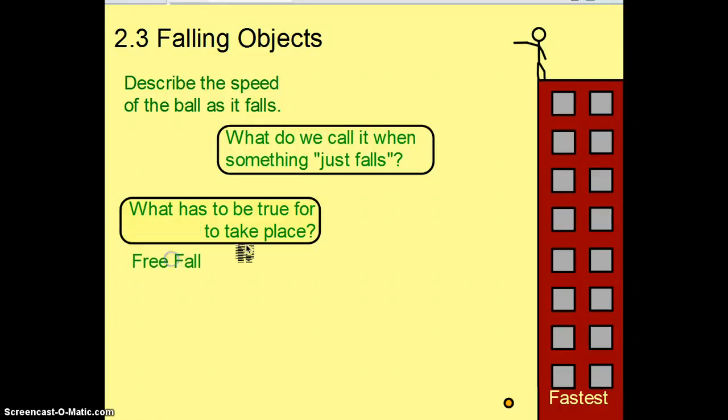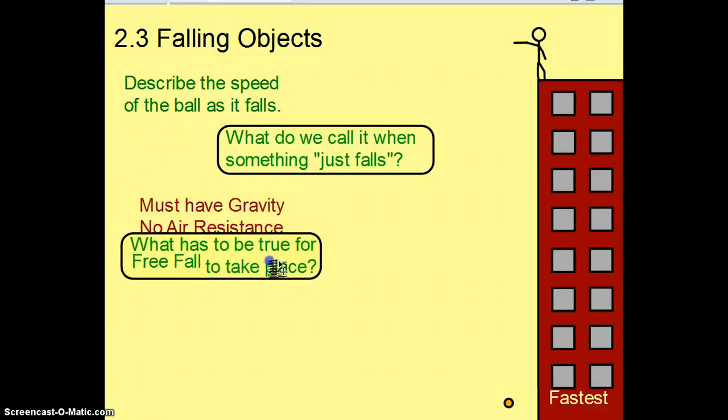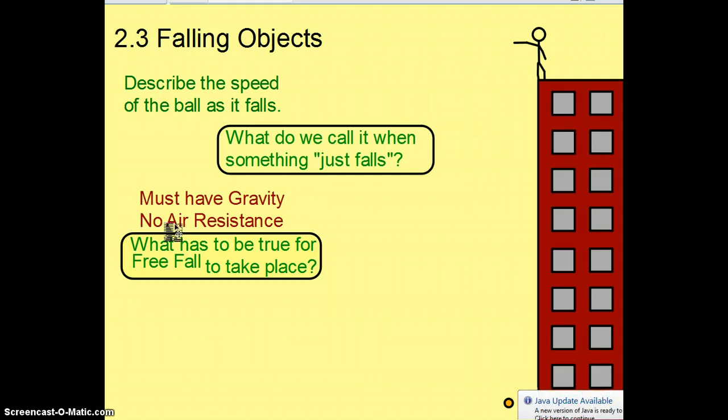There are two criteria that must be true in order to have free fall. Number one is you must have gravity. Obviously, things fall because of gravity. We'll get into the details on that at a later time, but just for right now, our understanding is that things fall because of gravity. Second, to be in true free fall, you must have no air resistance. When doing the problems in our book, please consider there to be no air resistance unless it is specifically mentioned.